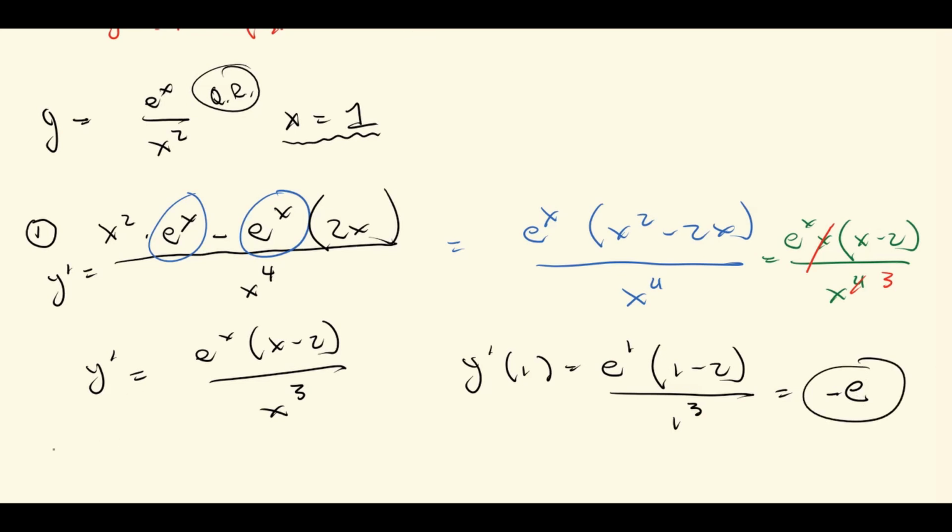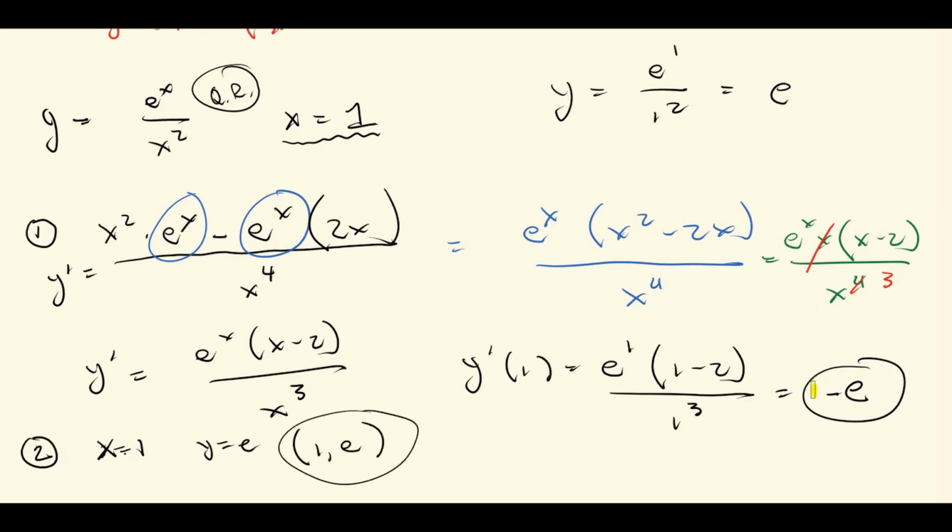So now we'll go ahead and identify the point. So we're given that x is equal to 1. And then from that we can find y if we plug it into the original function. So y is going to equal e to the 1st over 1 squared, which is just e. So y is equal to e, so therefore our point is (1, e).